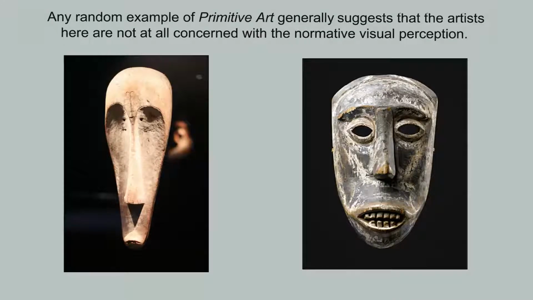But any random example of primitive art generally suggests that the artists here are not at all concerned with normative visual perception, because what you find in these African masks and Iberian sculptures or Iberian masks is that every kind of element, whether it is the pair of eyes or the nose or the mouth or the ears or even the very shape of the head and the face, they are all very exaggerated. You can even use the term distortion.